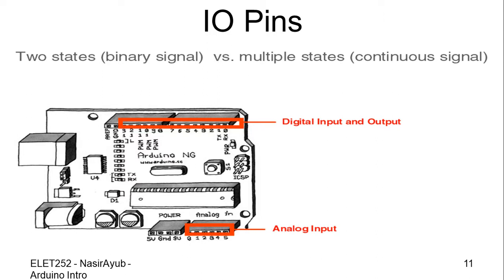On the other end of the board, you will see some pins labeled A0, A1, A2. Those are analog pins. They are for analog input. And there are some power pins.